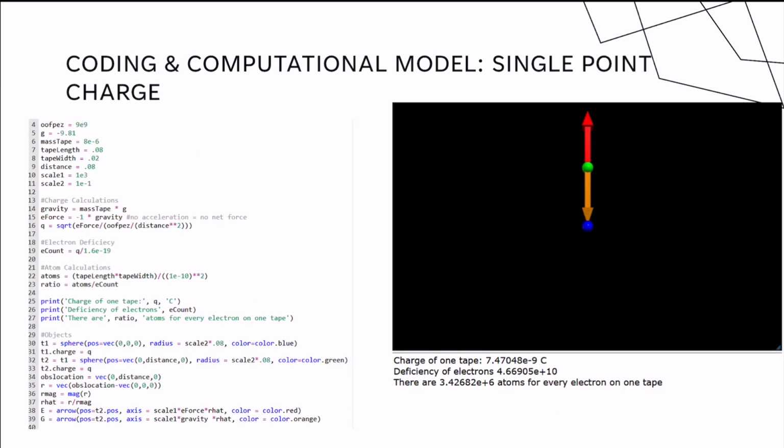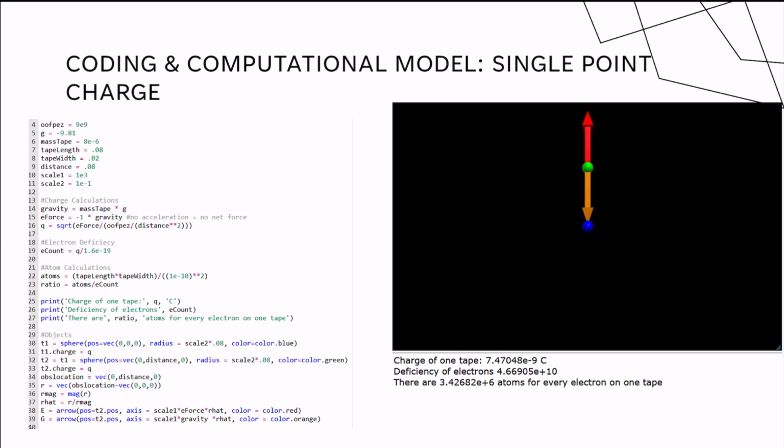So here's the coding and computational model. You can see in the first 10 lines we put in all of the values and measurements, and then lines 13 through 16 were for calculating the gravitational force, and then we also calculated the electric force through the code. And then you can see on the right the results.